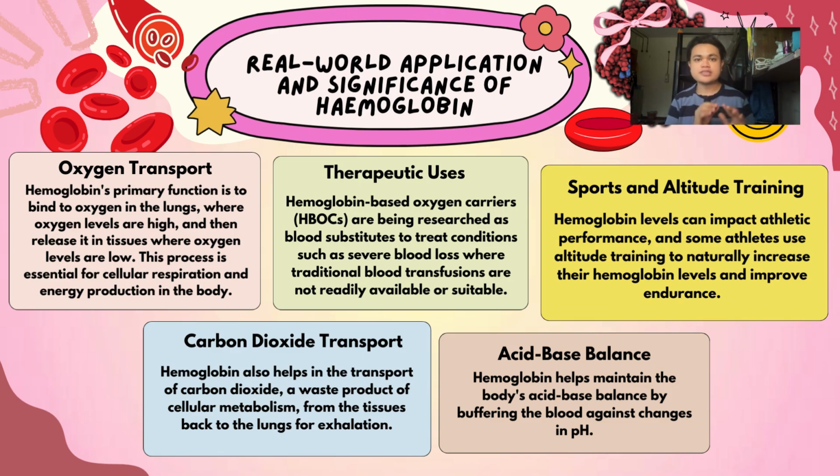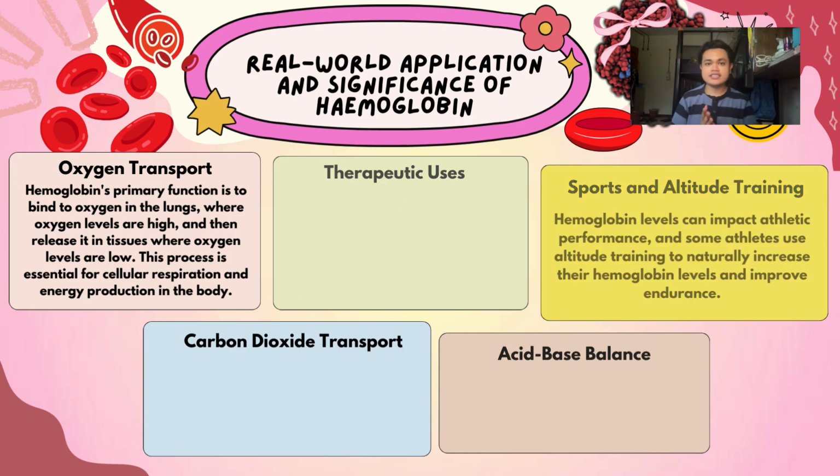Furthermore, hemoglobin helps in the transport of carbon dioxide, a waste product of cellular metabolism, from the tissues back to the lungs for exhalation. Lastly, hemoglobin helps maintain the body's acid-base balance by buffering the blood against changes in pH. All in all, understanding these roles of hemoglobin highlights its importance in both health and disease management.